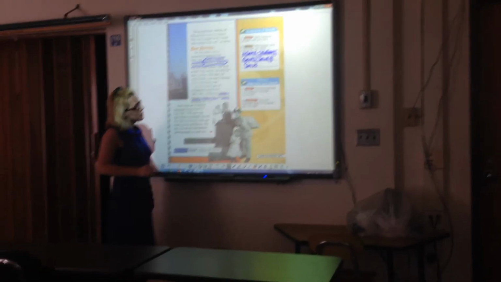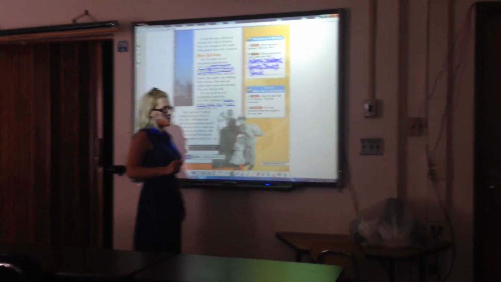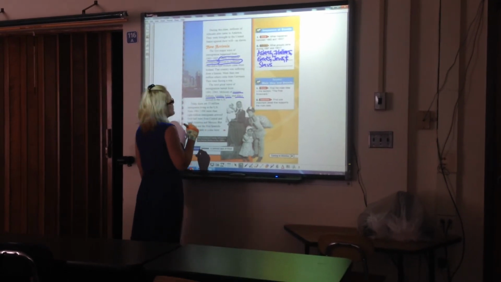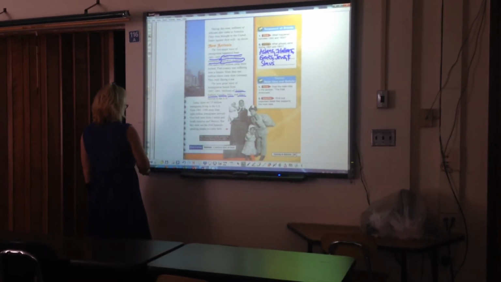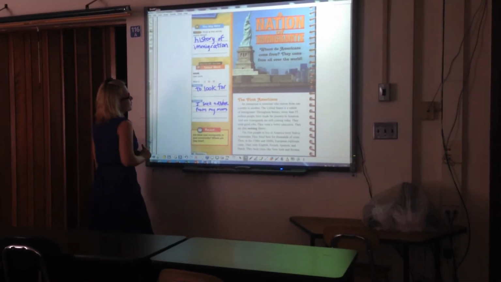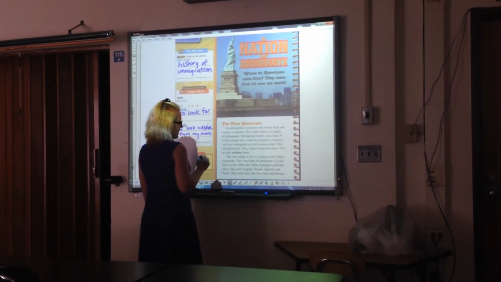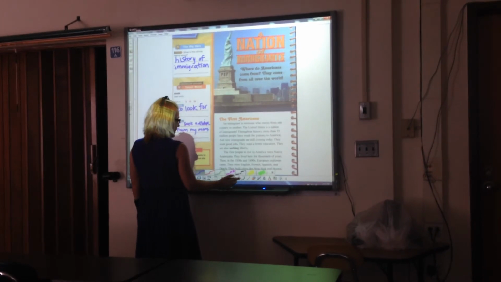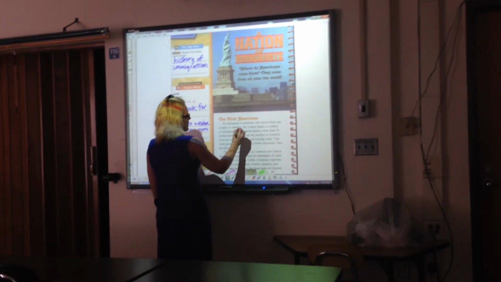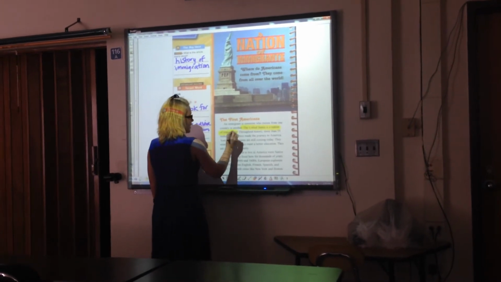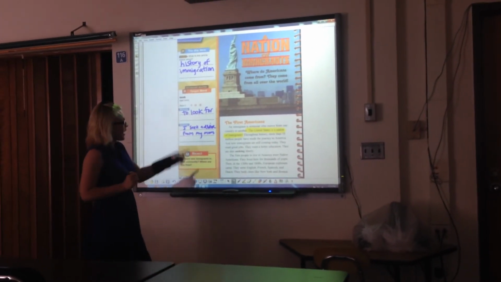And our final question, we're going to review the main idea and some supporting details. We're going to find the main idea in the section, The First Americans. So we're going to go back in our text, and we're going to look. What is the main idea? The main idea is that the United States is a nation of immigrants. That's going to be our main idea.